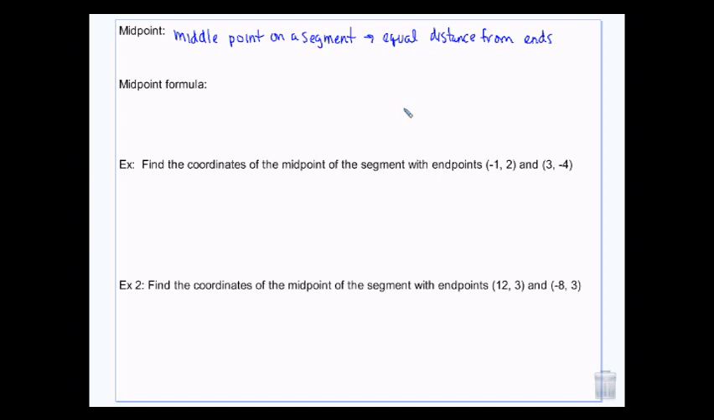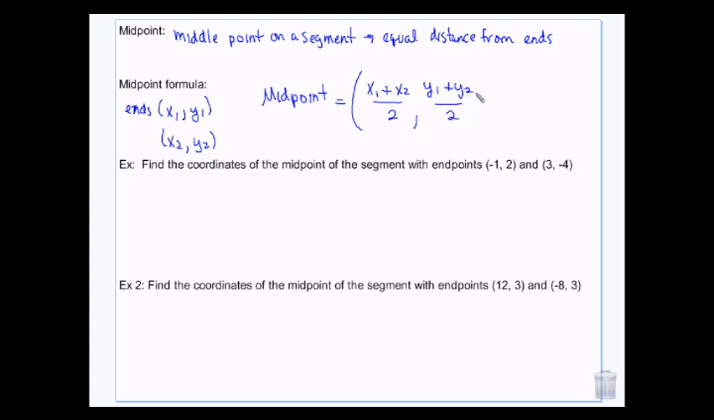We can find the midpoint formula if the endpoints are x1, y1, and x2, y2. Then the midpoint is x1 plus x2 divided by 2 and y1 plus y2 divided by 2. And this gives you a point. So you add the x's and divide by 2, and then you add the y's and divide by 2, and that gives you the coordinates of the midpoint.